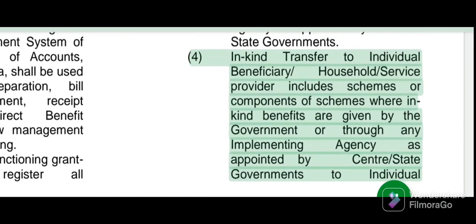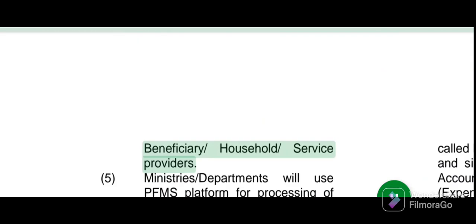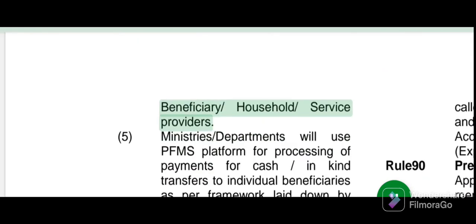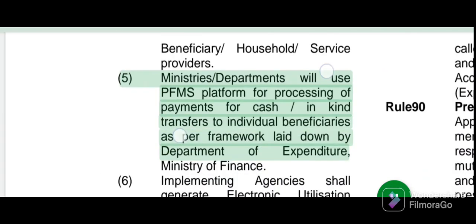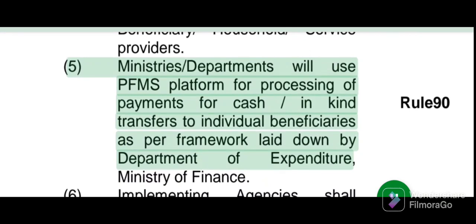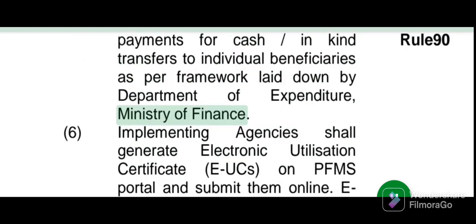4. In-kind transfer to individual beneficiary/household/service provider includes schemes or components of schemes where in-kind benefits are given by the government or through any implementing agency as appointed by central/state governments to individual beneficiary/household/service providers. 5. Ministries/departments will use PFMS platform for processing of payments for cash/in-kind transfers to individual beneficiaries as per framework laid down by Department of Expenditure, Ministry of Finance.